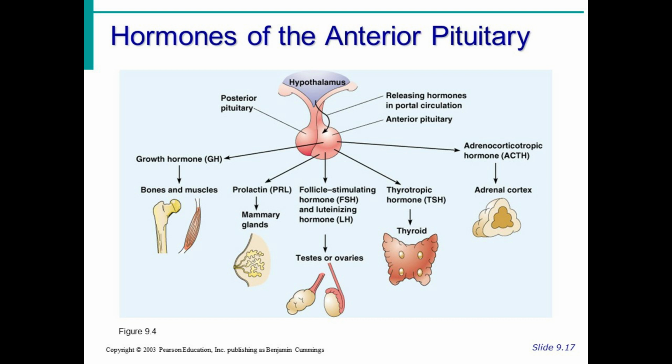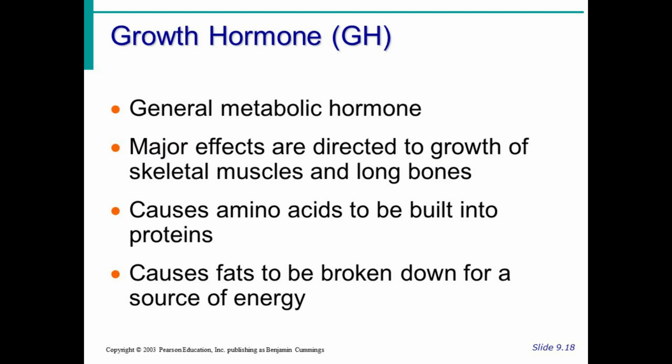Another is the thyrotrophic hormone, or the TSH, that affects the thyroid gland to produce T3 and T4 hormones. Okay, last is the adrenocorticotropic hormone, or the ACTH, that affects the adrenal cortex, which will then produce another type of hormone depending on what is needed by our body. So we have growth hormone, one of the hormones of our anterior pituitary gland that affects the non-endocrine gland, which is the skeletal muscles and our long bones.